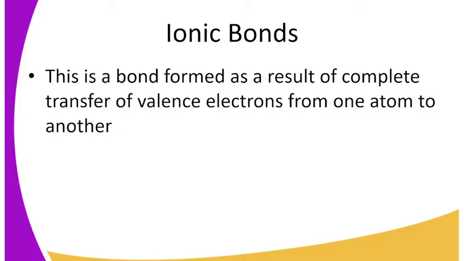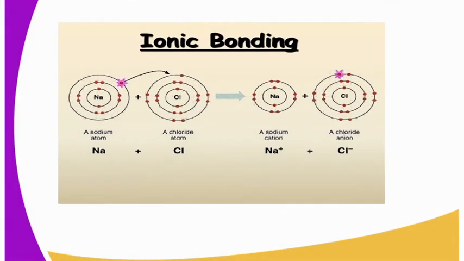What is an ionic bond? An ionic bond is also called electrovalent bonding. It involves complete transfer of valence electrons from one atom to another. This results in the formation of ions with opposite charges which attract each other mutually.